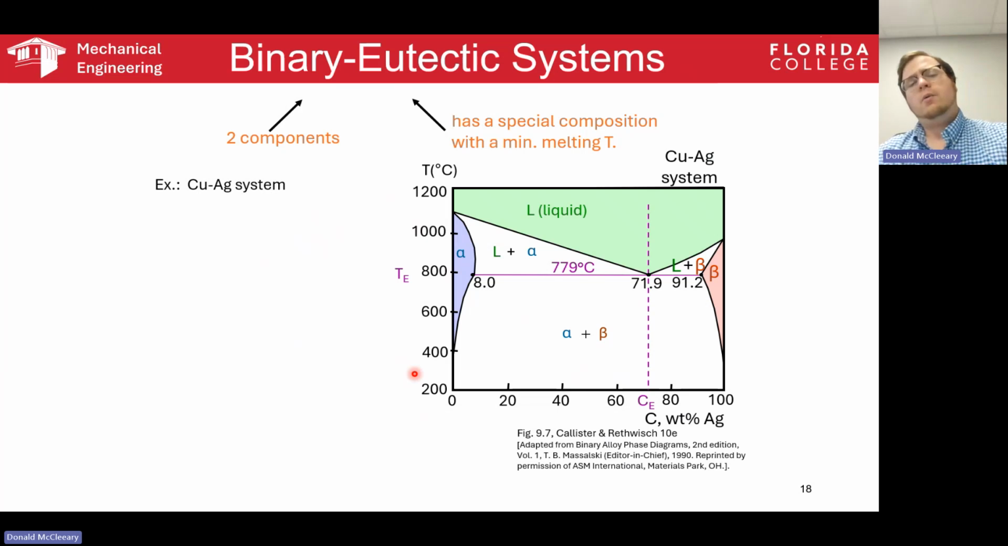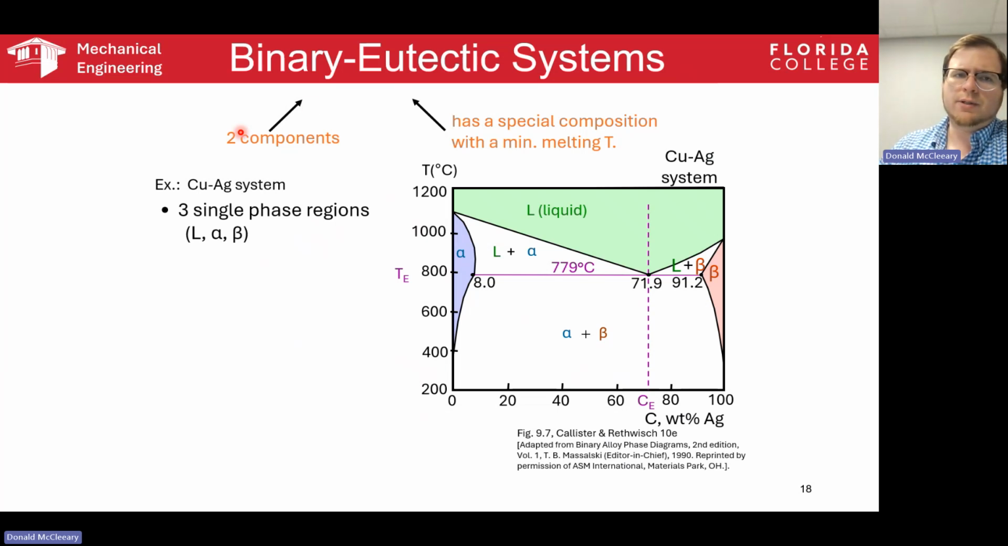Okay, so now we're moving on from our isomorphous systems into our binary eutectic systems. Binary means you have two components, and eutectic means that it has a special composition with a minimum melting temperature. Right here, that's your eutectic point.